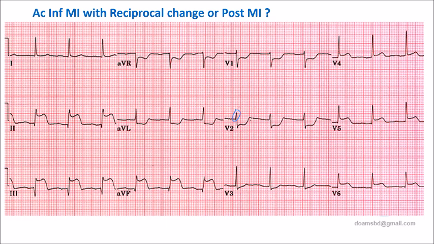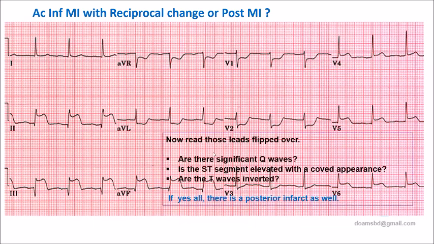If you flip up, the T will be depressed. This T. So all the three answers are yes. If it is so, what will be the answer? Is it posterior MI or reciprocal change? Posterior MI. Because all three changes are there. You see the three questions. Are there significant Q? Is the ST segment elevated with a curved appearance? Are the T waves inverted? Three basic questions. So all three answers are yes here.